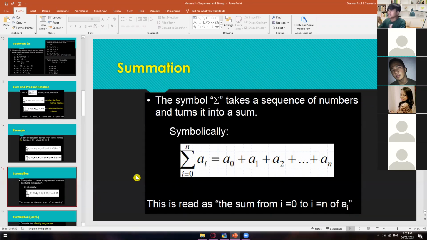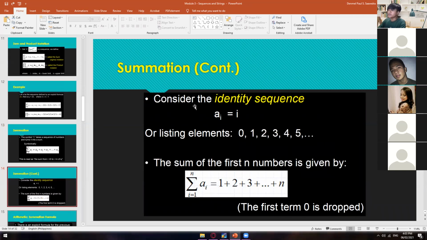Okay. So let's have more explanation or details when it comes to summation. So the symbol sigma takes a sequence of numbers and turns into a sum. Okay, that's what it's called summation. So symbolically, we have here the index. So actually, this is the default formula when it comes to summation. So this is read as the sum from I to 0. Okay. If it's product notation, then the product from I to n. Okay, or from 0 to n.